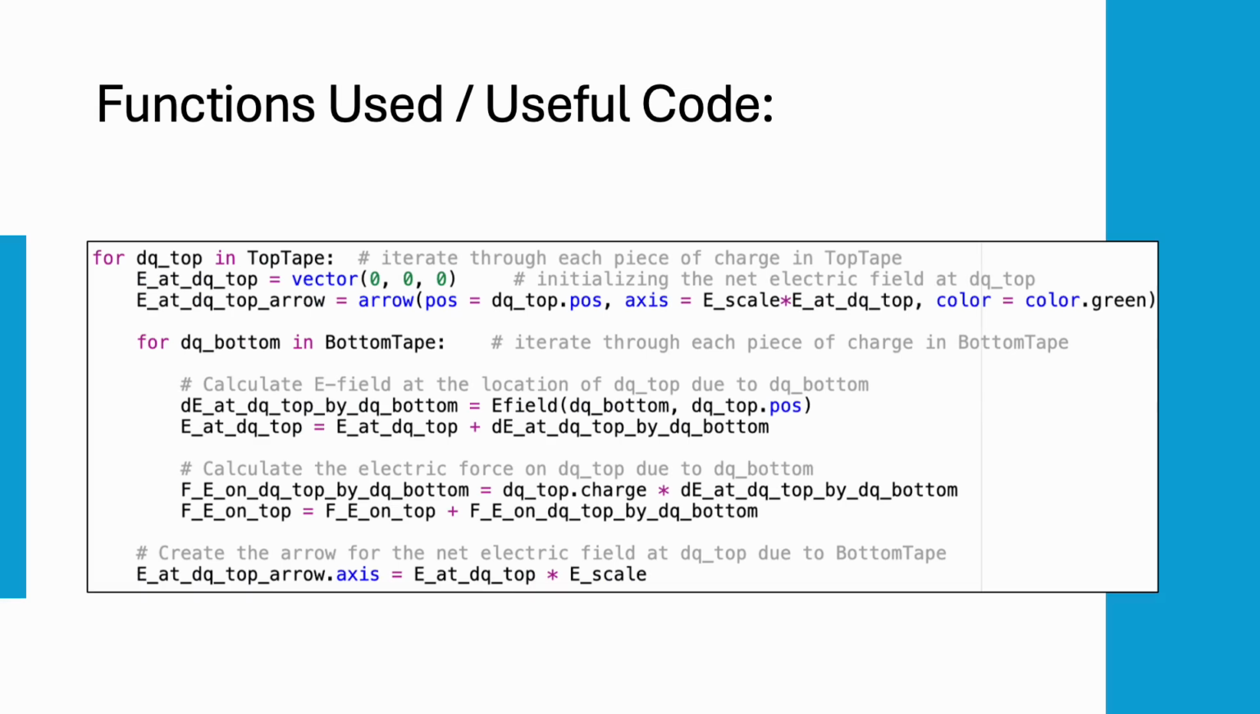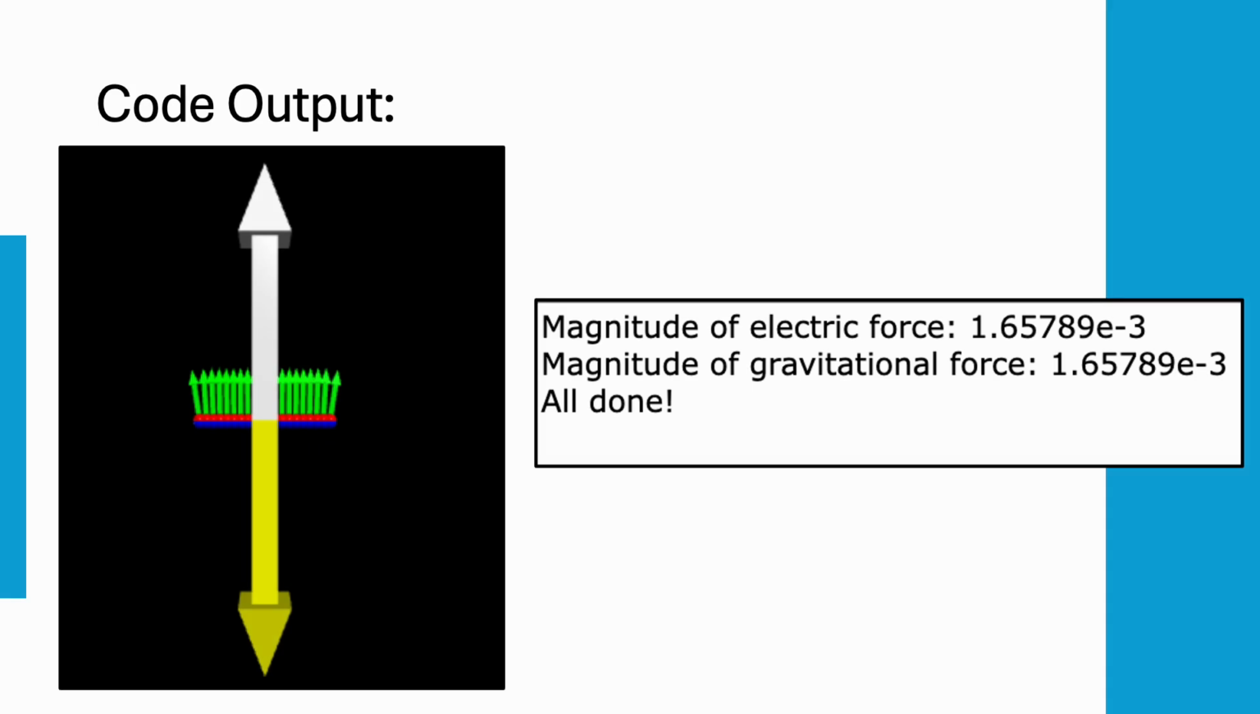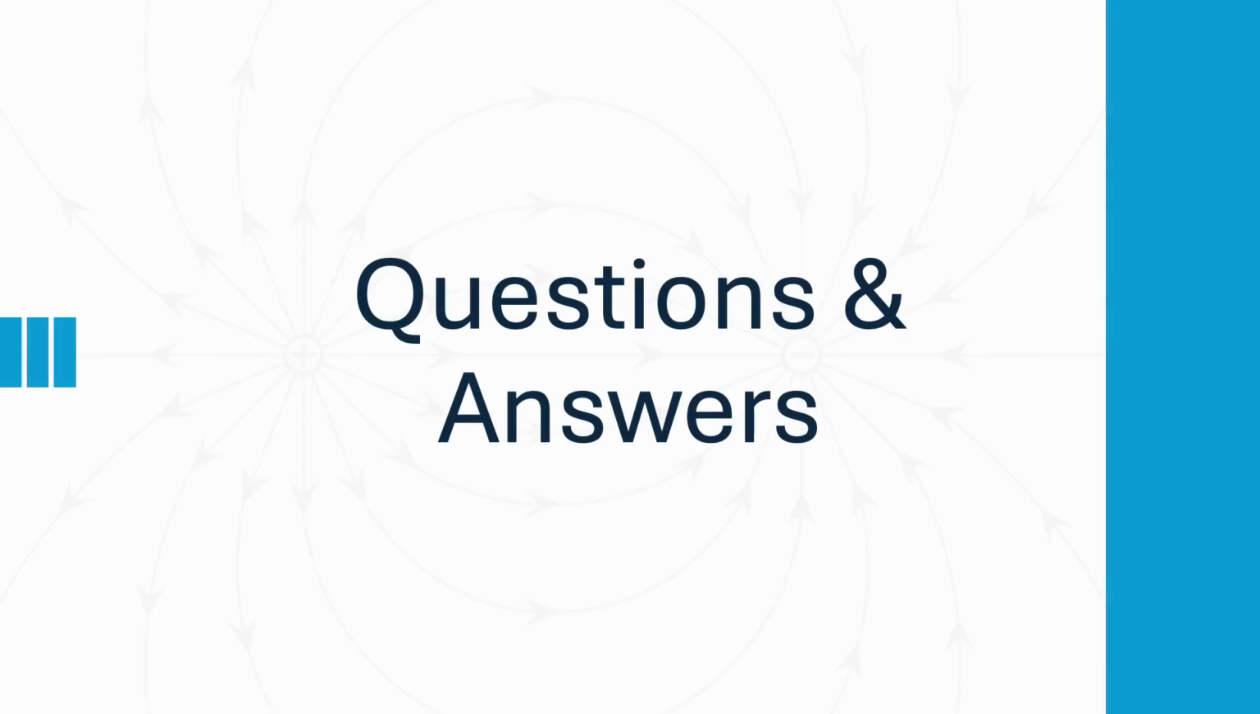This can be seen on the next slide as the green arrows represent the individual forces, while the gray is the electric force on tape B from tape A, and the yellow is the gravitational force on tape B from the Earth. As you can see from my program output, these two forces are equal in magnitude, meaning my net charge calculations were correct. Questions and answers.